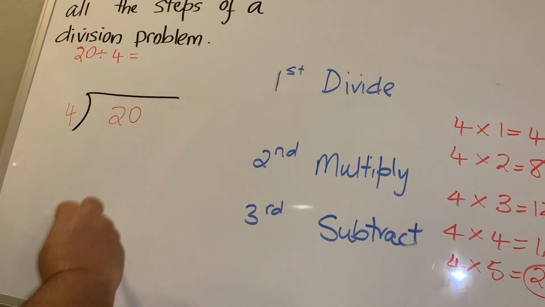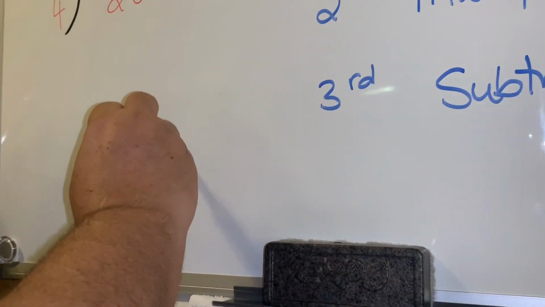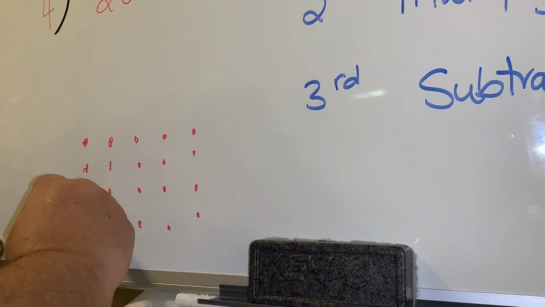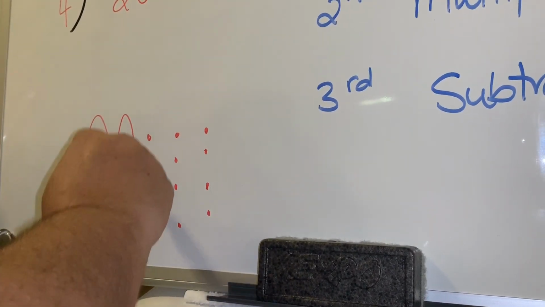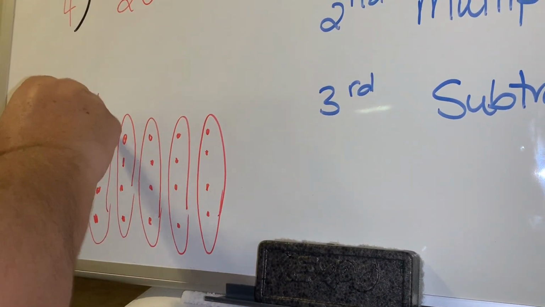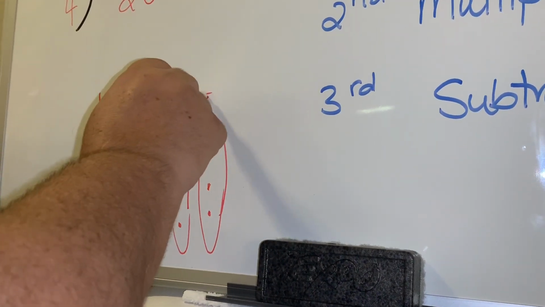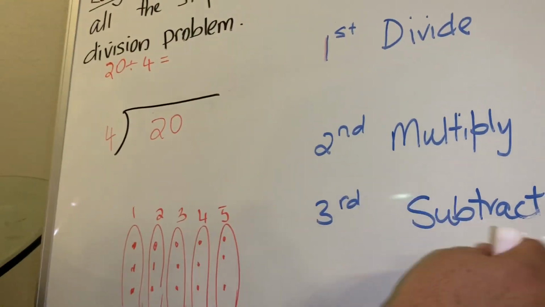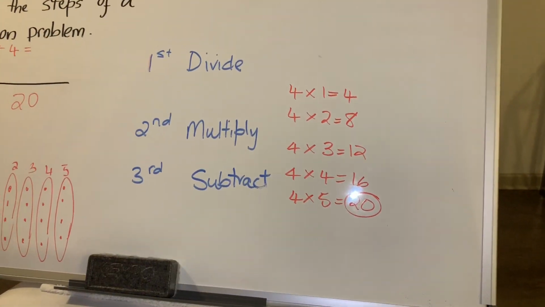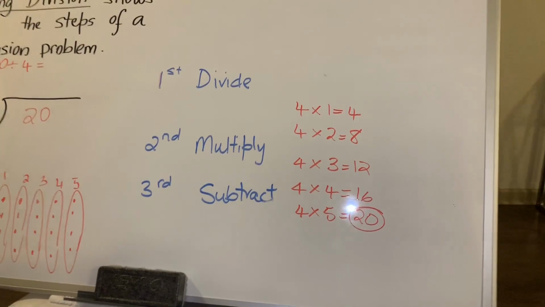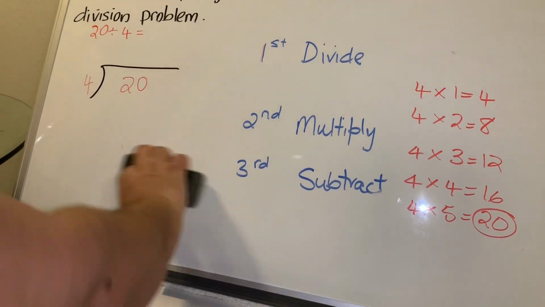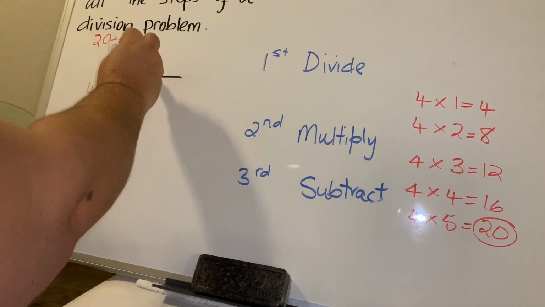We can actually take 5 sets of 4. 1, 2, 3, 4, 5, 6, 7, 8, 9, 10, 11, 12, 13, 14, 15, 16, 17, 18, 19, 20. 1, 2, 3, 4, 5. We can take 4 out 5 times. That's what your timetable does, guys. That's why we stopped doing it in picture form, because we learned our times tables now and we know how to add 4 every single time. So 5 sets of 4 will give us 20. 4 can come out of 20 5 times.